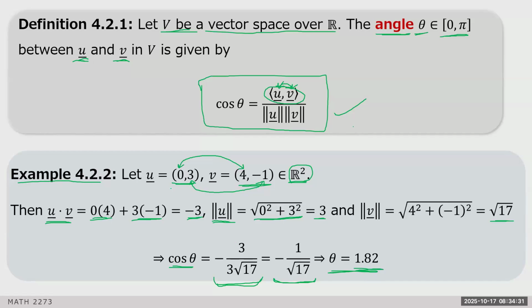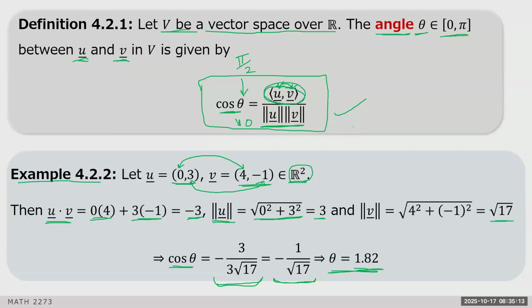So are these two vectors orthogonal? Are they perpendicular? The answer is no. If they were perpendicular, then theta here would be 90 degrees or pi over 2, right? If theta is equal to pi over 2, what is cosine of pi over 2? Cosine of pi over 2 is 0, right? So this would be 0 if they were perpendicular. And in order to make the left-hand side of this equation 0, the numerator must be 0. In other words, the inner product must be 0.